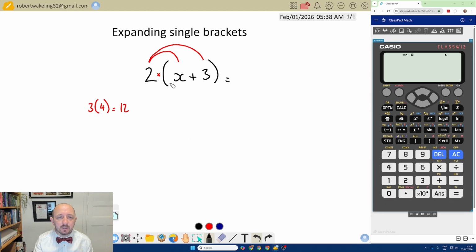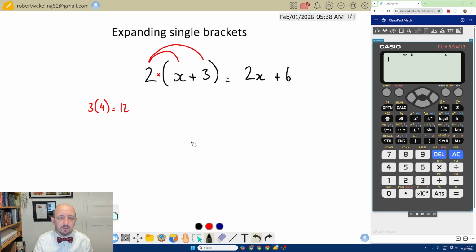So we start with 2, and then we're going to multiply by x. This is our first expansion. 2 times x is 2x. And then 2 times 3, positive 3. So 2 times positive 3 is positive 6, like that.